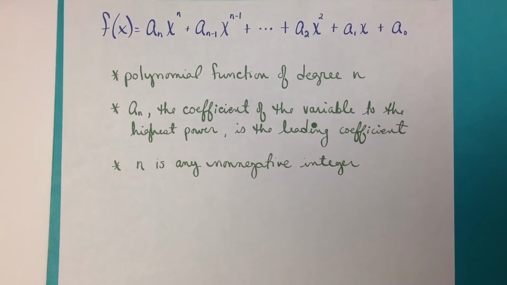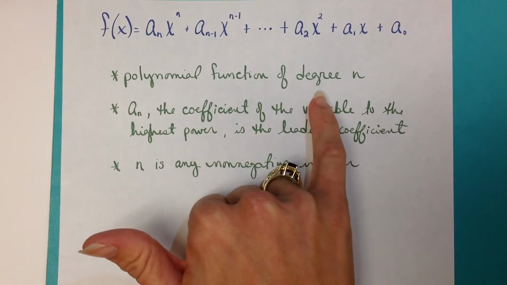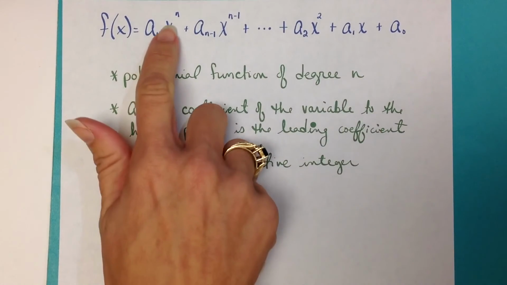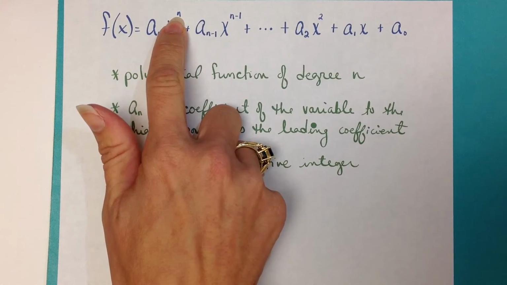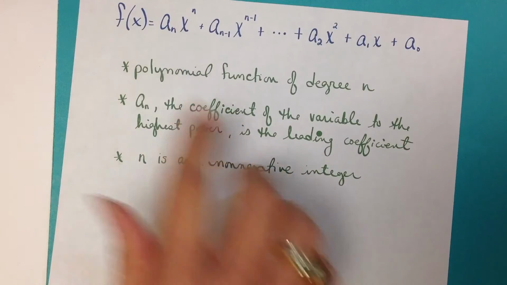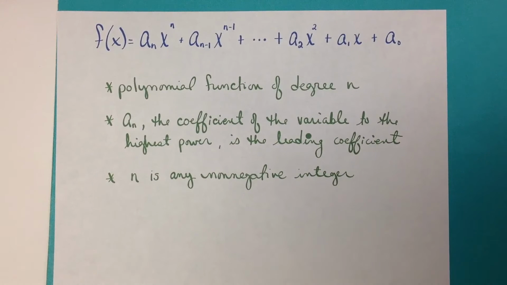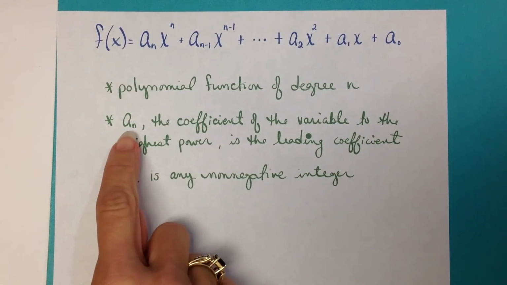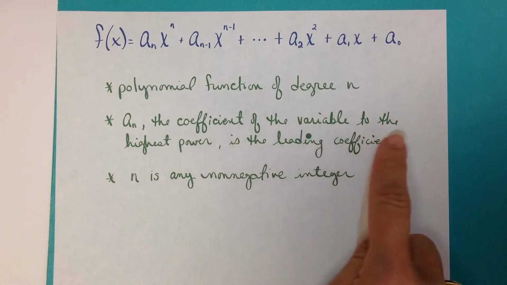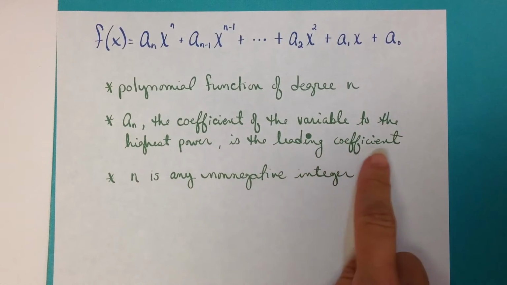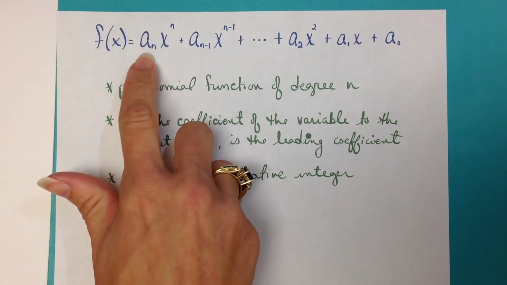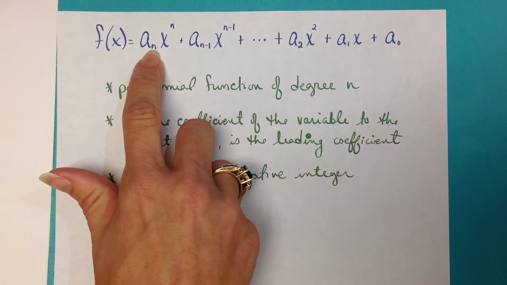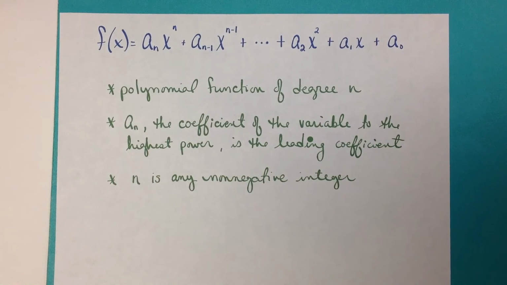When you have a polynomial function, you would refer to it as having a degree of n. So n, back up here, if this is in descending order, is going to be your largest exponent. So the degree of the polynomial is always your largest exponent. A sub n, which is the coefficient of the variable to the highest power, is called your leading coefficient. So if this is my x that's to the largest power, its coefficient is referred to as a sub n. It is a coefficient, but that one specifically is called your leading coefficient.